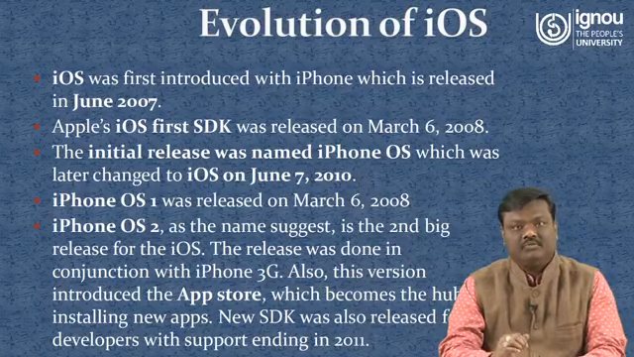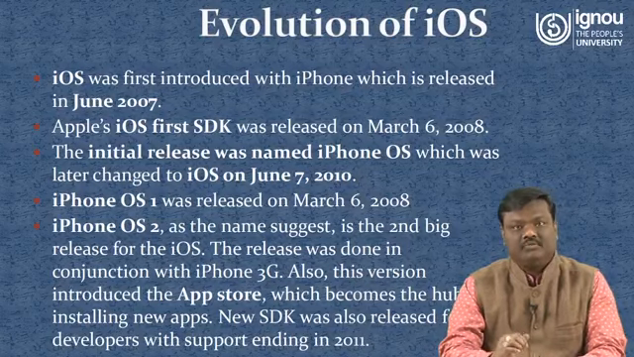the iPhone 3G was also released at the same time. So Apple's iPhone OS 2 and then iPhone 3G, both of them were simultaneously released. And during this particular release, they had come up with the software development kit also. So the SDK was released for developers with support ending in 2011. Then comes Apple iOS third version.